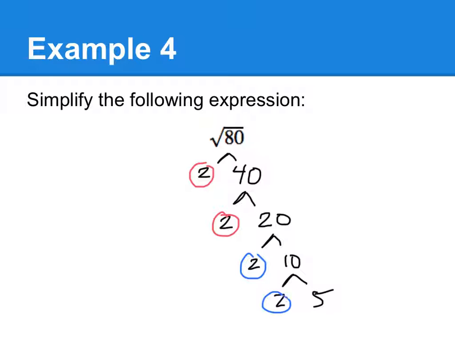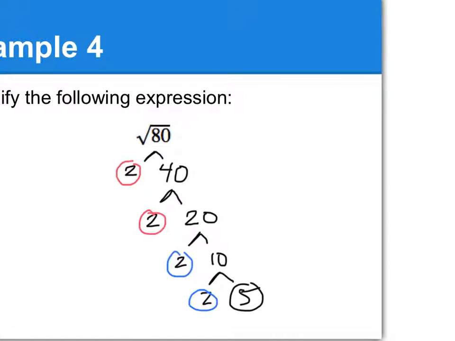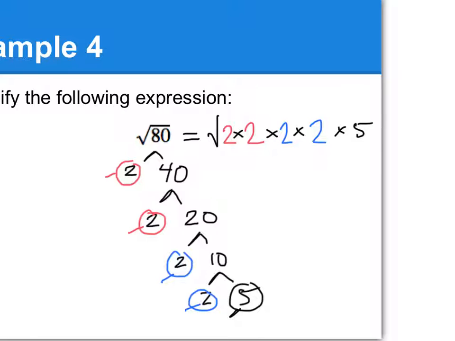So I chose these colors for a reason. You'll see why. So let's rewrite everything and let's get this over. So square root of 80 is the same thing as square root of 2 times 2. This 2 right here and this 2 right here, times this 2 and this 2, so 2 times 2, times this last 5. 5.